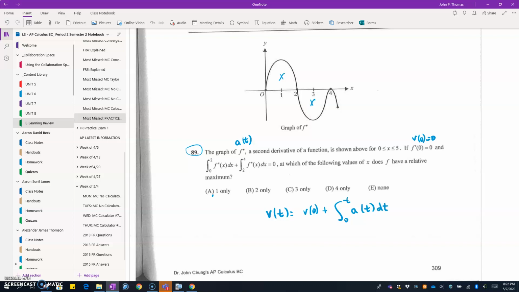So when I look at this, as I go through, I'm going to kind of think about the velocity as I move over. So we know that v of 0 is 0. So we're going to talk about the integral from 0 to t. All right, so as I move over this way, I'm accumulating positive area. So the velocity is positive, and it's getting bigger and bigger. That happens all through this.